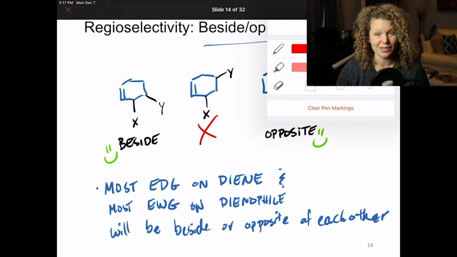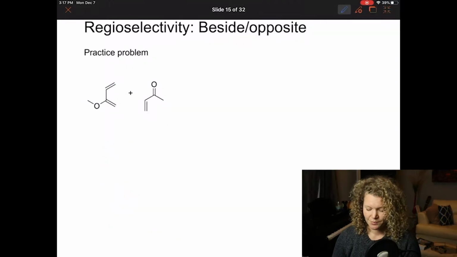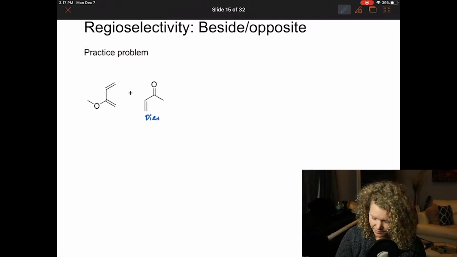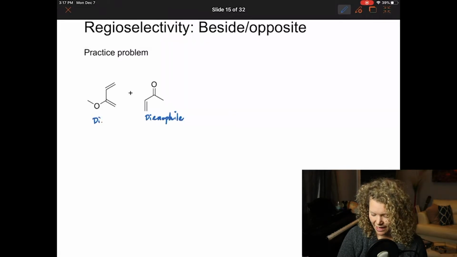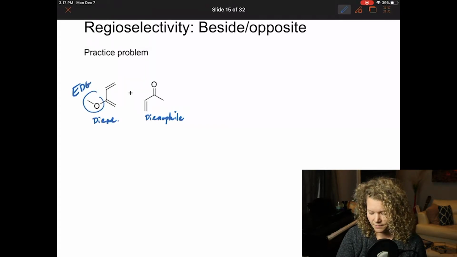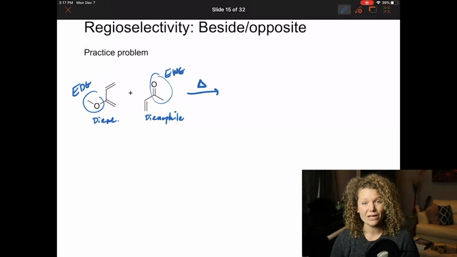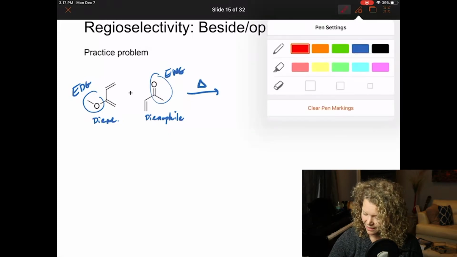Let's do another example together. Here's a practice problem that we can go over. Notice that I'm using a very similar dienophile. And our diene here has an electron donating group. It's this methoxy. Our dienophile has our electron withdrawing group of the ketone. With heat, we're going to still make that cyclohexene ring.